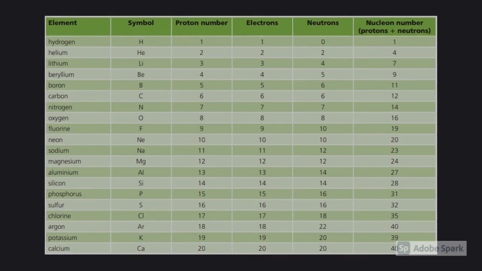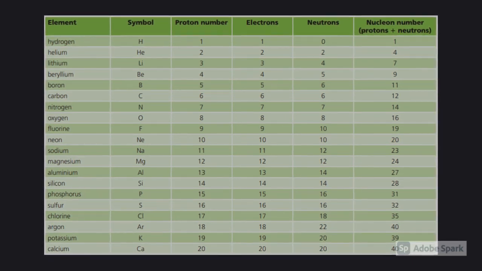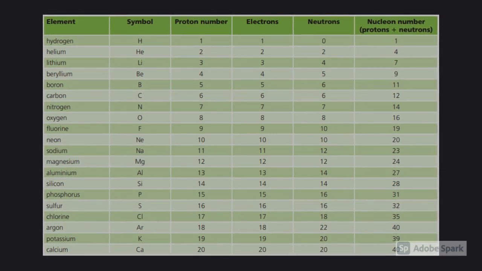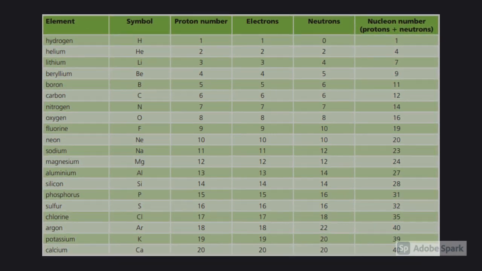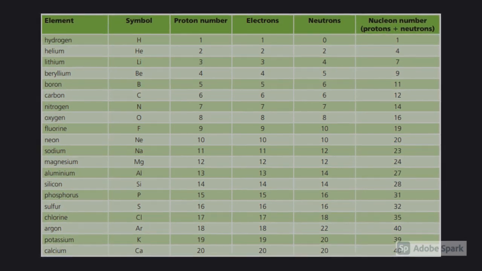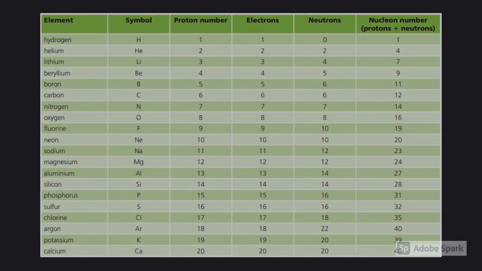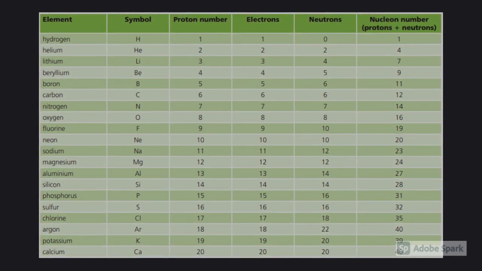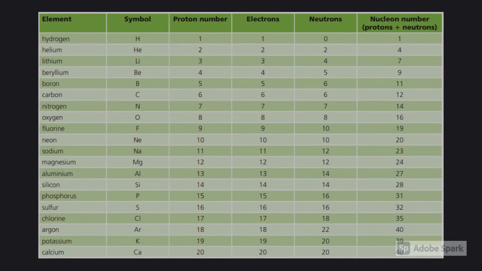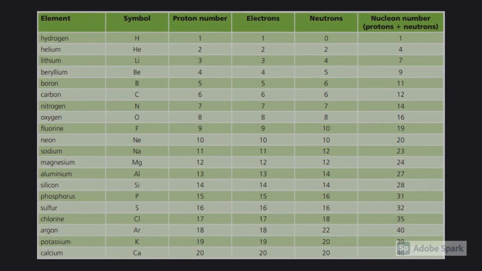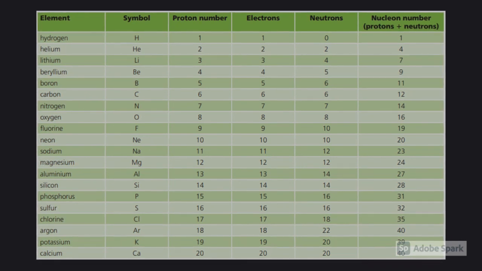Now in the periodic table, the elements are arranged from left to right, top to bottom, in order of increasing proton number. The table shows the first 20 elements. So you'll notice that the numbers of protons and electrons increase by one at a time and are always equal to each other. But the number of neutrons can skip. And in fact, when you get to argon, the number of neutrons actually start to decrease from argon to potassium.